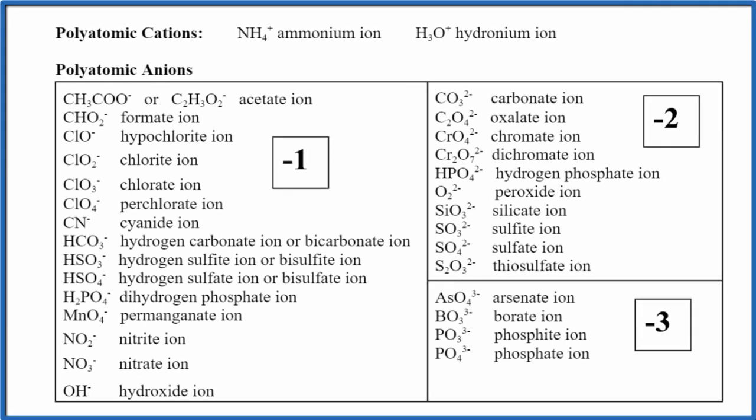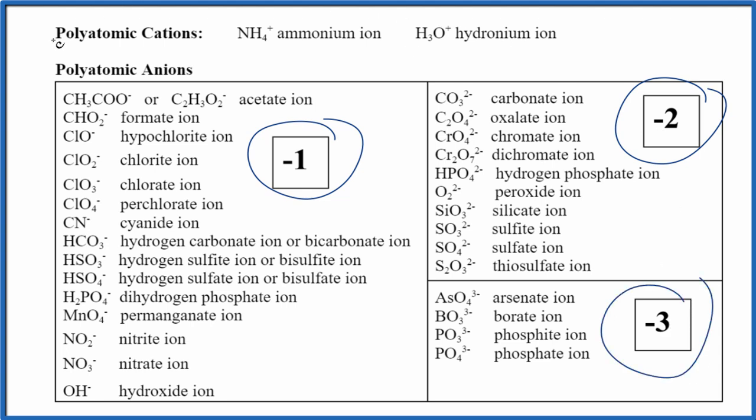So this is a list of polyatomic ions that I use with my students quite frequently. And I like it because it splits them up. We have our -1 ions, -2, -3, and then we have positive ions up top, cations. And then they're in alphabetical order within each group.